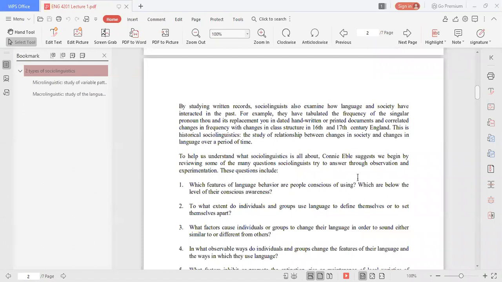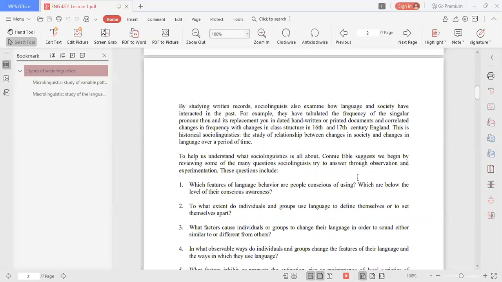For example, they have tabulated the frequency of the singular pronoun thou and its replacement you in dated handwritten or printed documents, and correlated changes in frequency with changes in the class structure of 16th and 17th century England. So in the 16th century in England, they used to say thou. If you read Shakespeare's plays, you will find that he used the word thou. You have noticed this, right, in his text?